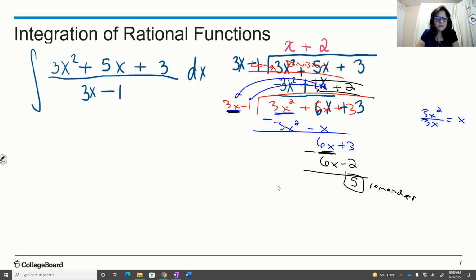So how do we write that? Anybody remember how we end up writing that? So it's a little different with these. We write plus, and then we take whatever the remainder is, and we write it over the divisor. So x plus 2 plus 5 over 3.